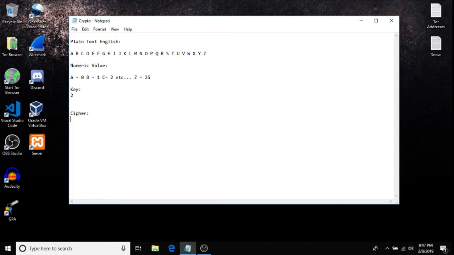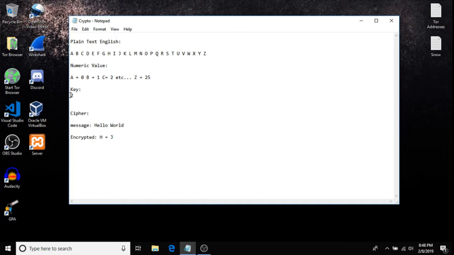Now we want to determine our message that we are going to type. We're simply just going to go with hello world. Now, hello world encrypted, if we are using a shift of 2 keys, would mean that H would actually become J. So that is our first letter, if we are shifting right 2 letters.